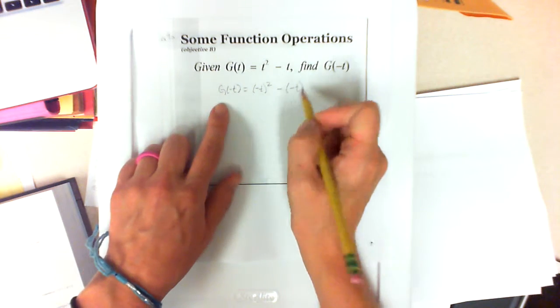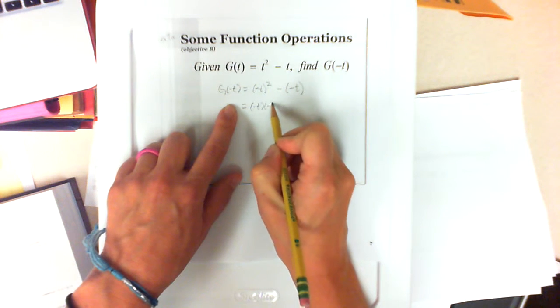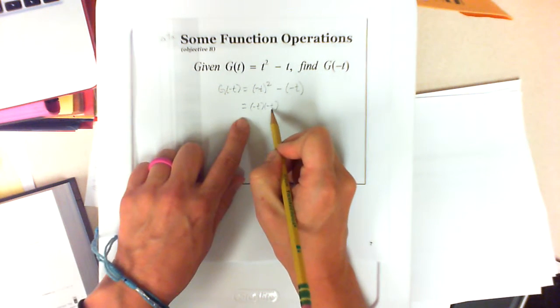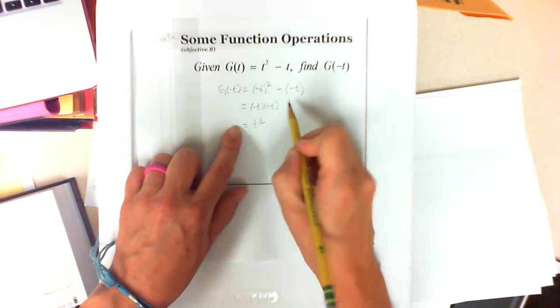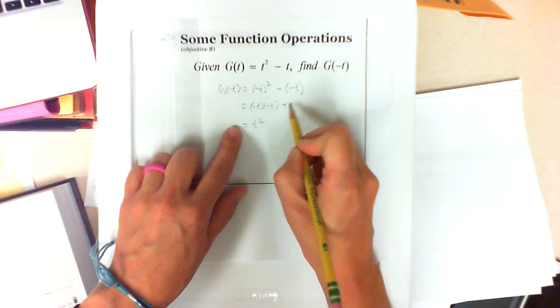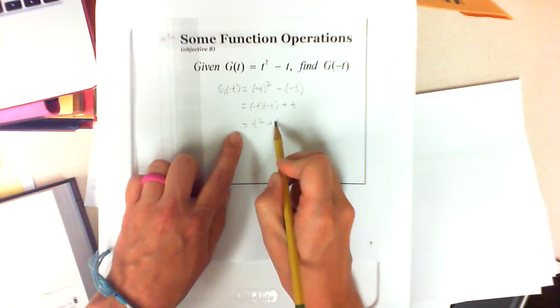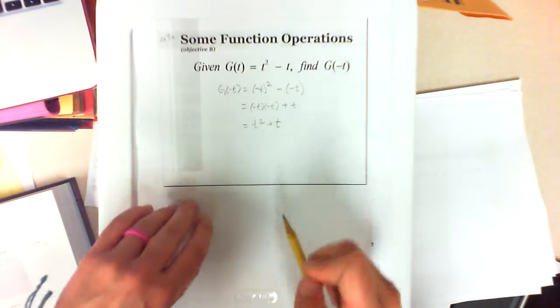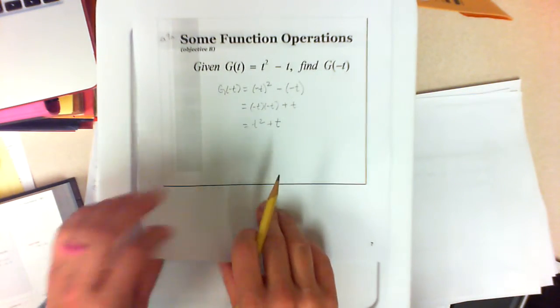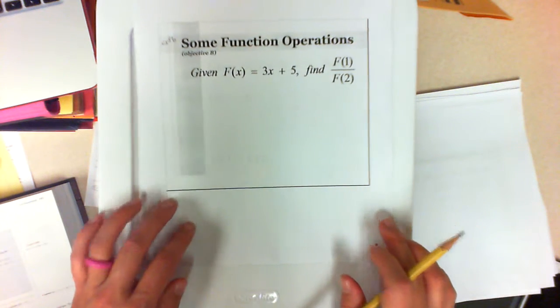So that changes things. So we've got negative t squared, which really means negative t times negative t, which is positive t squared. And then minus negative t is plus t. So g of negative t is t squared plus t. And that was example 7a in your textbook. Moving on to example b.